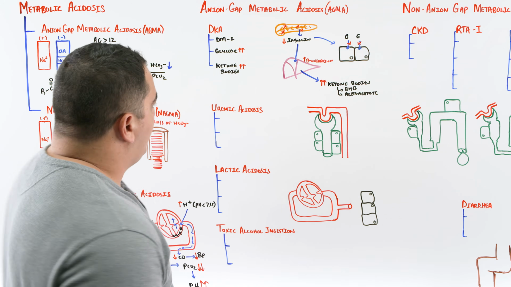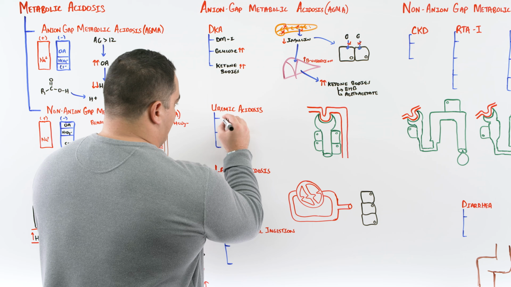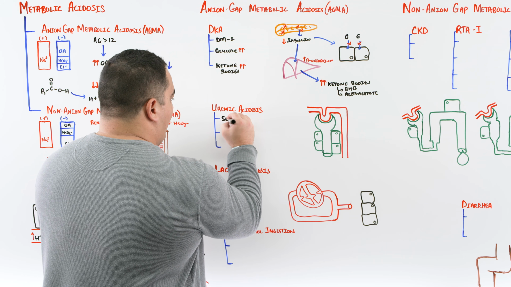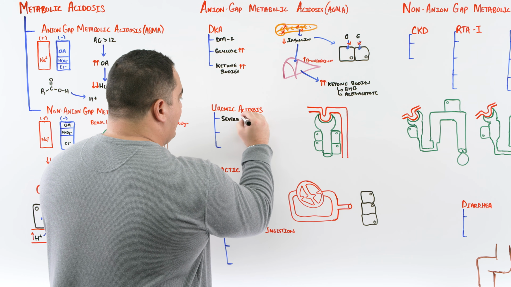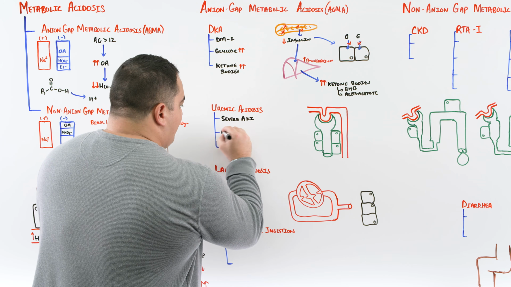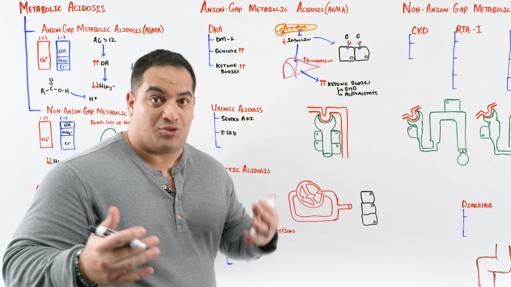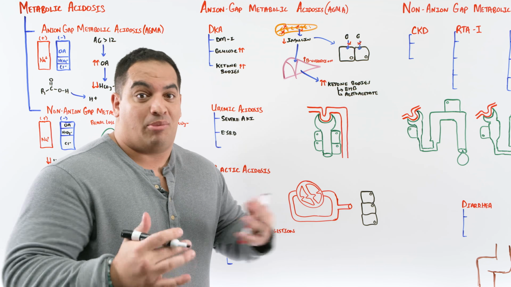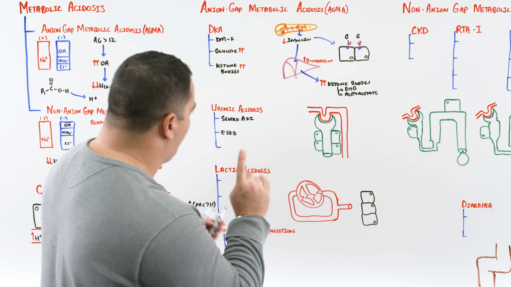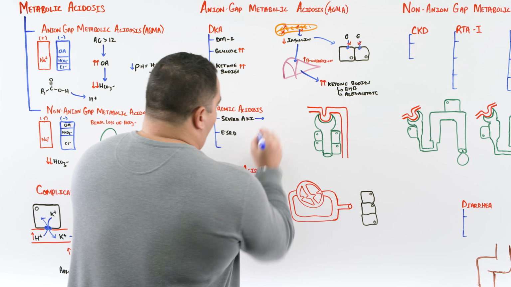All right, what's another cause? Another one is uremic acidosis. Uremic acidosis you can see in two particular diseases. One is a severe AKI to the point where they pretty much need dialysis, getting ready to go on dialysis. Or severe end-stage renal disease where they're on dialysis and they haven't gotten dialysis recently, or they're almost at the point of needing dialysis.